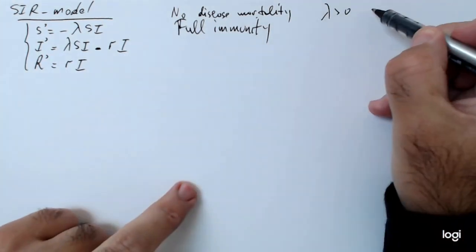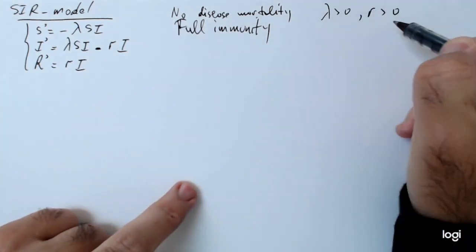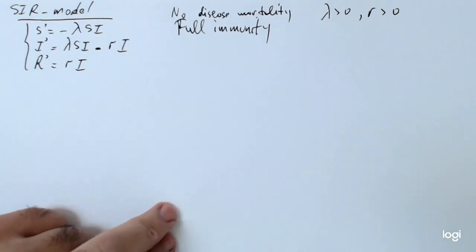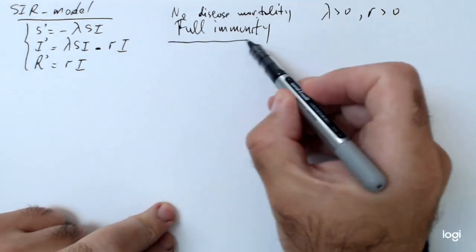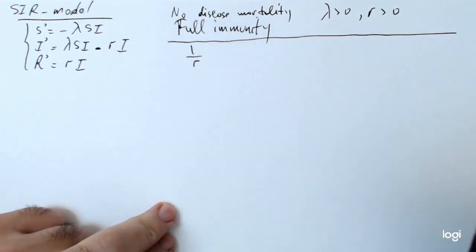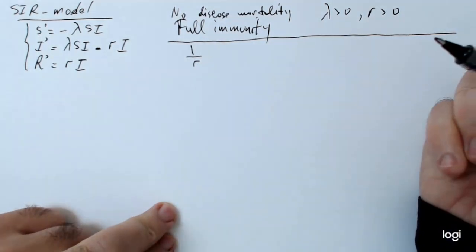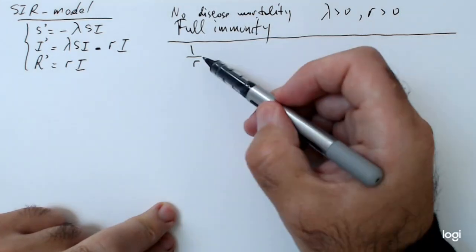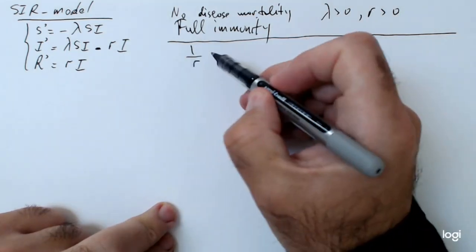So obviously, these constants are positive, the recovery and the infection rate. And remember our discussion previously with the meaning of the removal rate. So take a moment, pause the video and ask yourself, how would you say in your own words, what is the meaning of 1 over r?